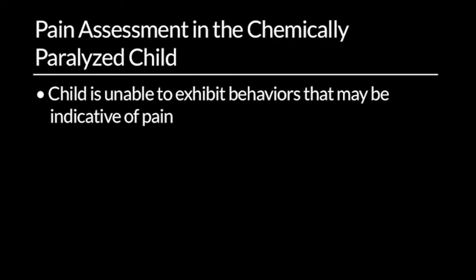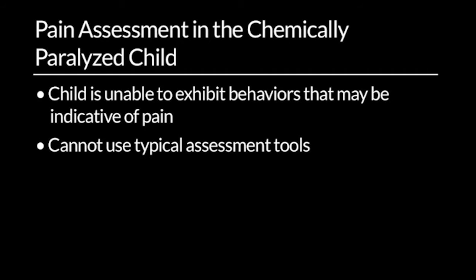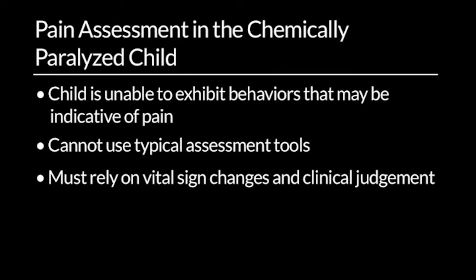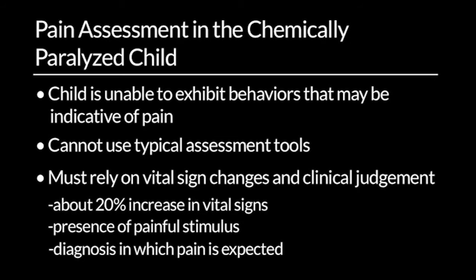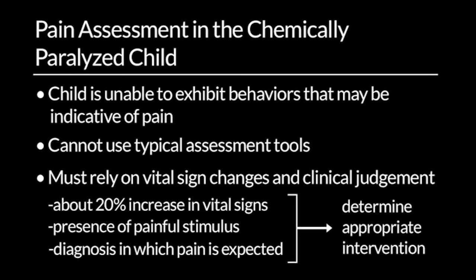Assessment of the chemically paralyzed patient can also be challenging. Because the child is unable to move or exhibit behaviors indicative of pain, assessing the child can't be done with the usual assessment tools or scales. Assessment is based on assuming whether pain is present or not present based on vital sign changes and clinical judgment. Generally, a 20% increase in vital signs is indicative of pain, as well as whether a painful stimulus is present, or if the patient has a diagnosis in which pain is expected, then the nurse would make a clinical judgment whether to medicate the patient based on those two things.